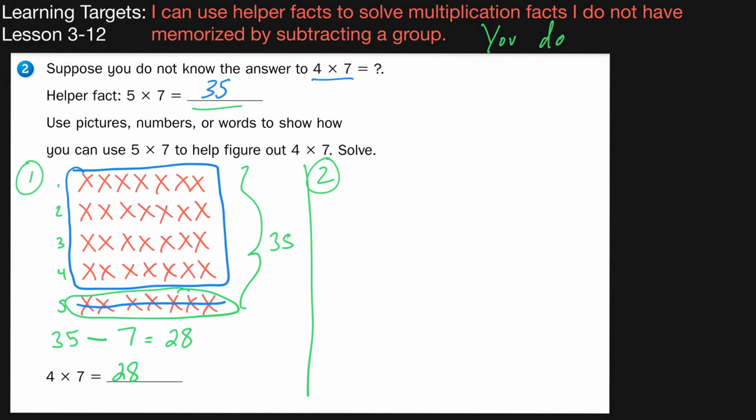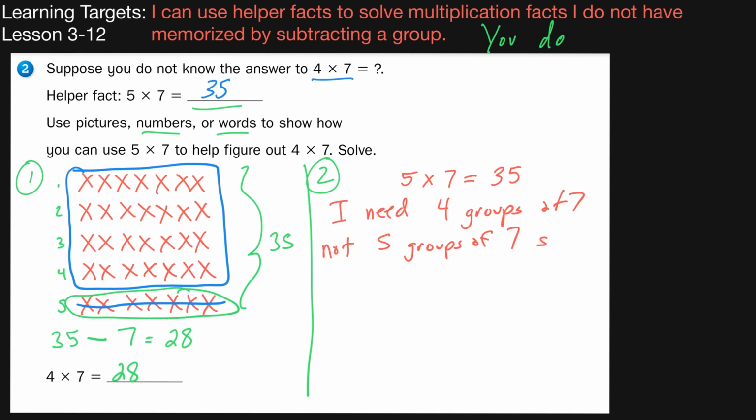Another way we can solve it is simply with our number models and a little bit of words. So we're going to use numbers and words mainly for this one. So as I start, my number model is 5 times 7 equals 35. This is where we use a little bit of words. I know, or I need 4 groups of 7, not 5 groups.